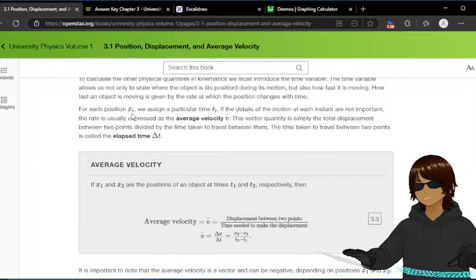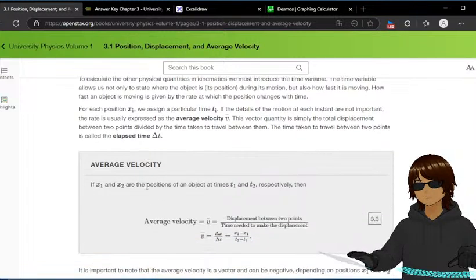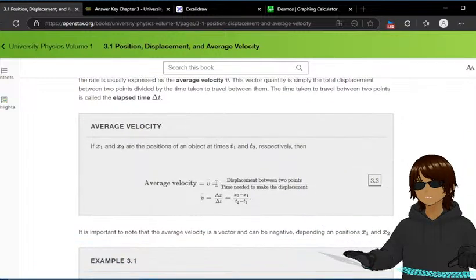For each position xi, we assign a particular time t. The details of the motion at each instant are not important. The rate is usually expressed as the average velocity, v with a dash. This vector quantity is simply the total displacement between 2 points divided by the time taken to travel between them. The time taken to travel between 2 points is called the elapsed time. If x1 and x2 are positions of an object at times t1 and t2 respectively, then average velocity is the change in x over the change in time.